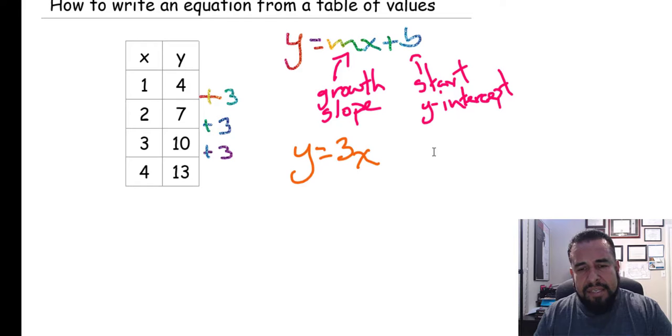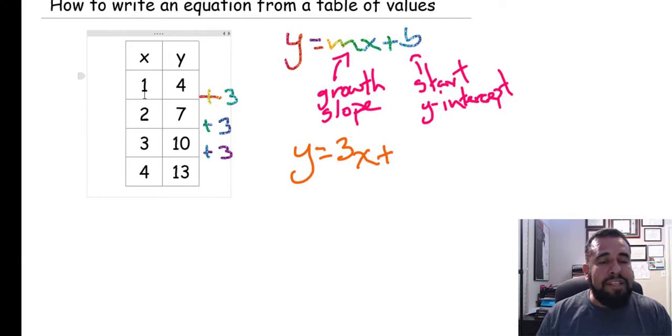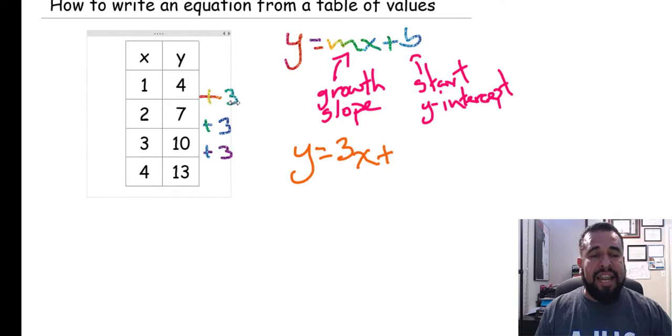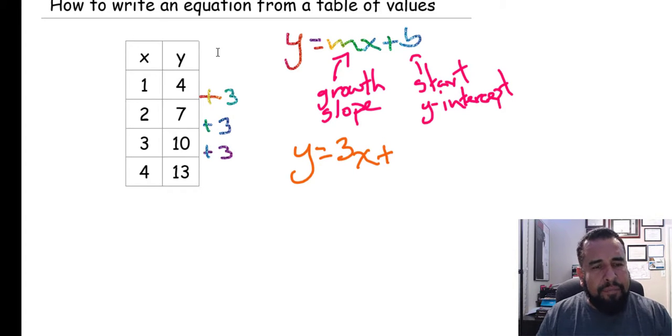So x plus, now I don't want to write the b in there. I want to find the b. Where is my starting point? Well, let's go back to the table. My starting point is always where x equals 0. So the value, the input of 0, where x is 0, I want to know what y is when x is 0. So since we found out that it was growing by 3, all I have to do is go backwards until I get to 0. Since my value of 1 is 4, well, I'm going to take 4 and I'm going to take away 3, and that's going to leave me a 1. So that means that for my value, I can't really fit it here, so let me just write it down here.